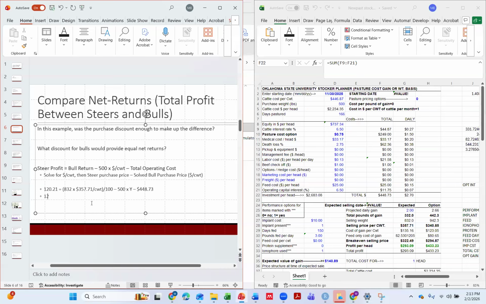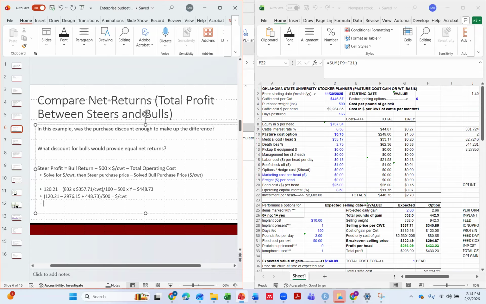Okay, so this is 120.21 minus 2976.15 plus 448.73. All of this divided by 500 is equal to our dollar per hundredweight. Hopefully this works out.